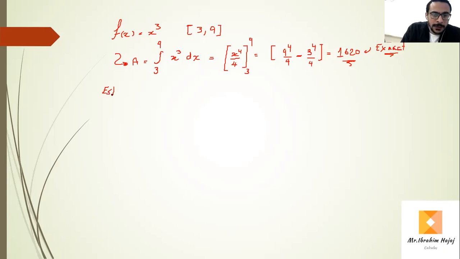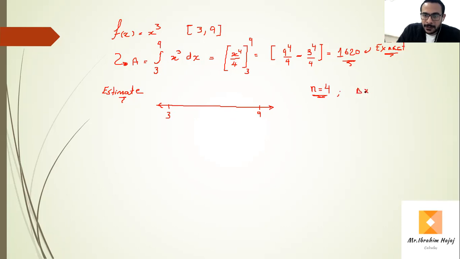To estimate the area, we start by dividing the distance from 3 to 9 into subintervals. This depends on how many rectangles you would like to form. Let me start first with four rectangles. N is 4, meaning I need to make 4 subintervals between 3 and 9. So in all I have 5 points.